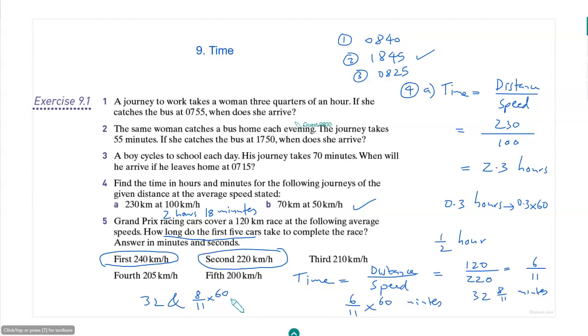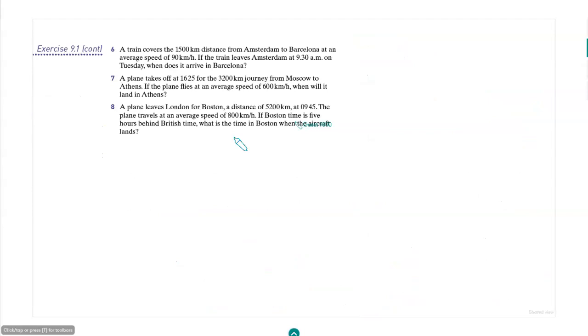480 by 11, 48. Okay. So 43, 7 by 11 seconds. So your final answer is how much? For this speed, the time will be 32 minutes, 43, 7 by 11 seconds. Right. Okay. Similarly, you can find for the others. Let's keep that.